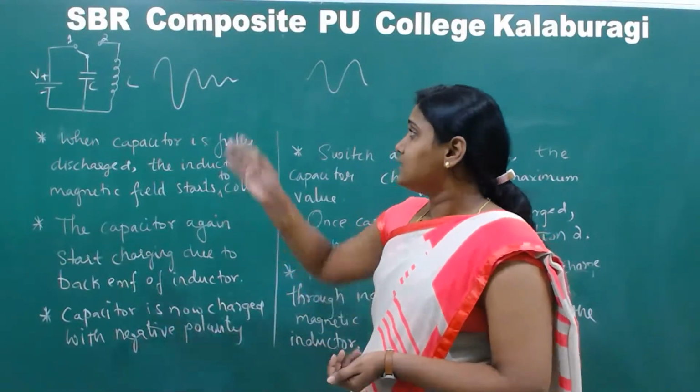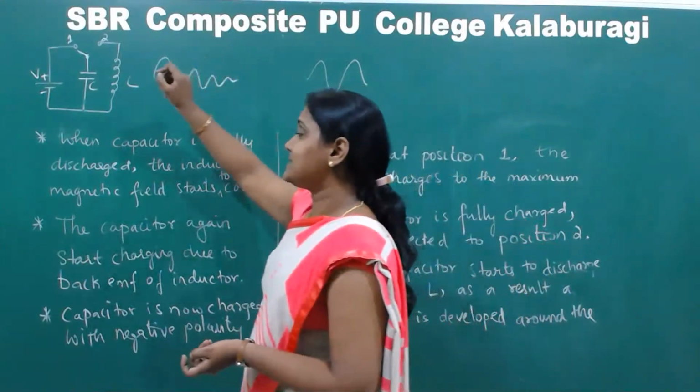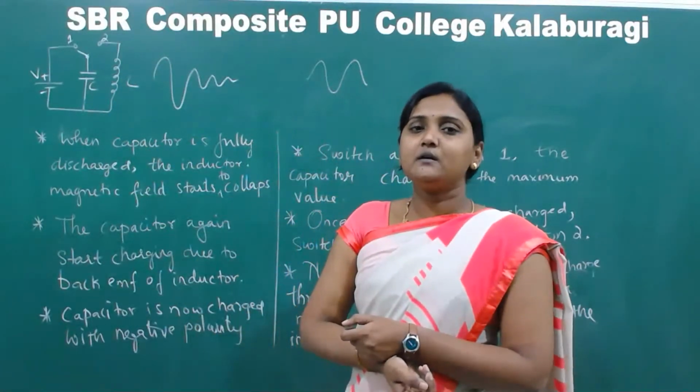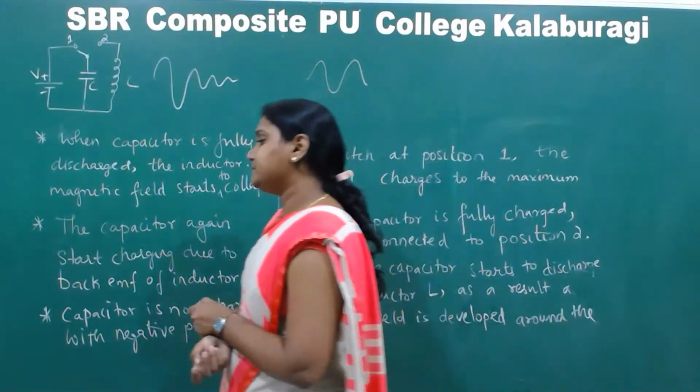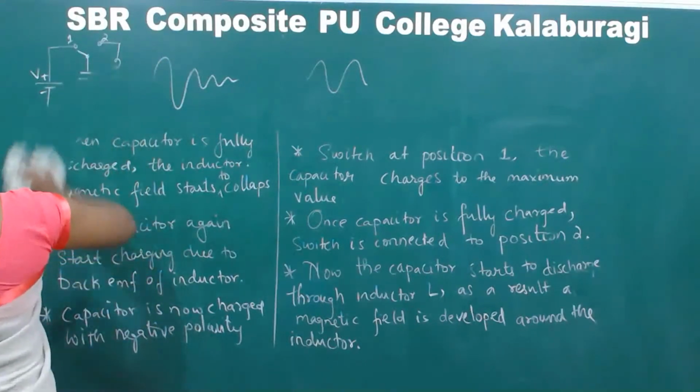The losses and these damped oscillations are due to the resistive property, otherwise the resistance offered by the capacitor, inductor, and the wiring circuits. So this is about the tank circuit.